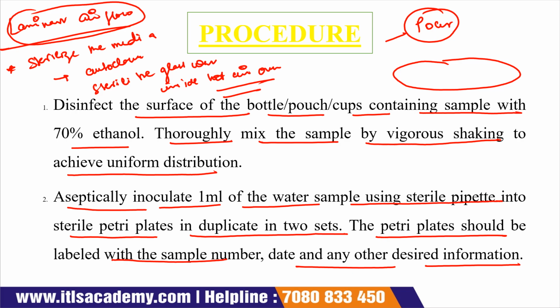Okay, after sterilization, what you have to do, you have to take a sterile pipette and pour 1 ml sample inside the Petri plate. Okay, after pouring it, you have to pour the media into the Petri plate. This is our pour plate method. Now you have to mention the sample number, date, and other information like your name, your batch. If you want to mention it, then you can mention.